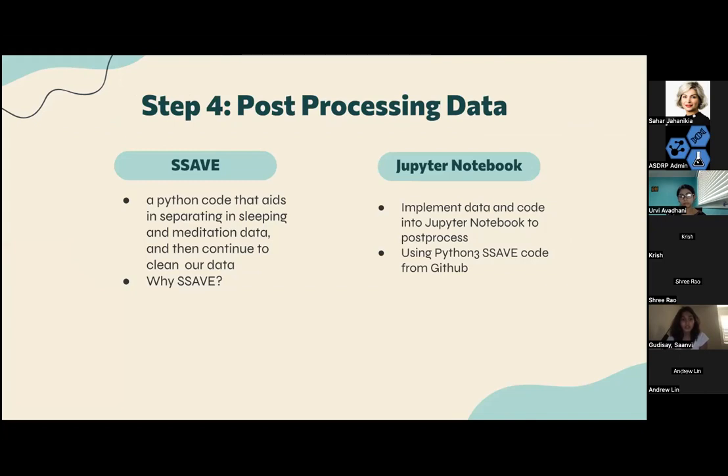The reason we need to use SAVE is because many subjects will become unconscious while they're meditating, which can then cause confusion and error in our analysis. So we use this code to remove any sleep data so that we can effectively analyze later on. The application we're using for SAVE is Jupyter Notebook. In this, we will implement a Python 3 code that we got from GitHub and use it to run all 50 subjects through a post-processing loop.